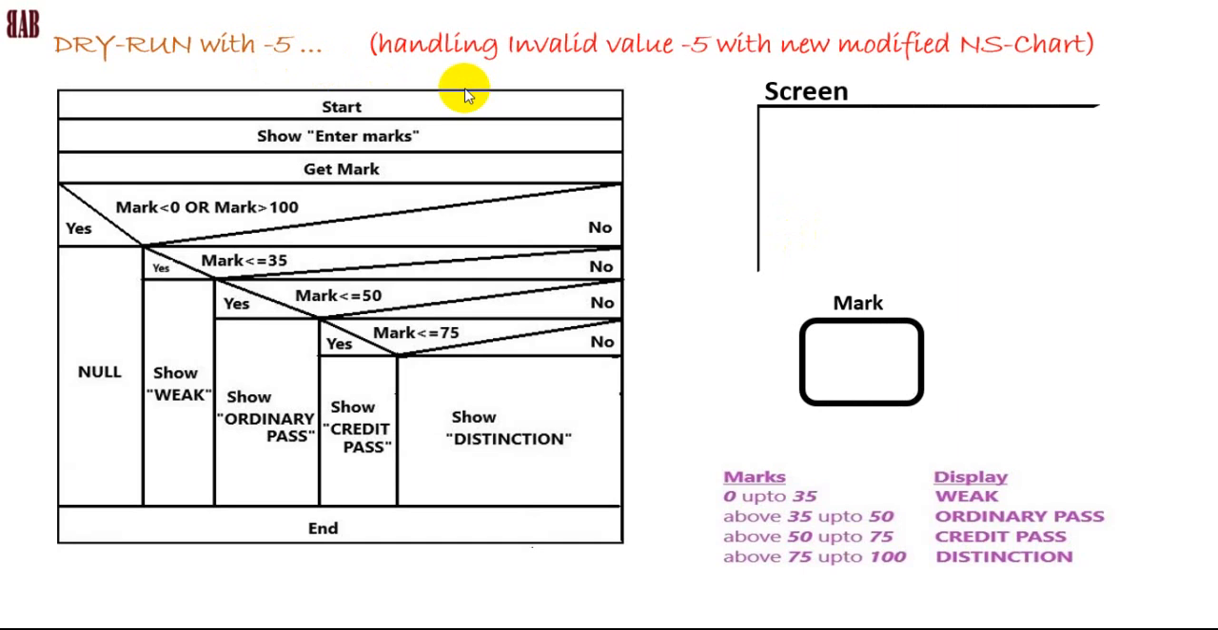-5. We put start. Then you go to this enter marks. So it will say enter marks, and then you go to the next line. Wait for the mark, and the user is going to type -5. It's going to become -5.